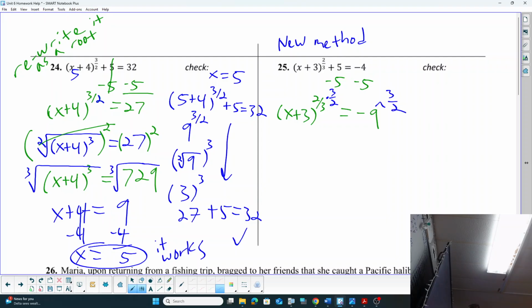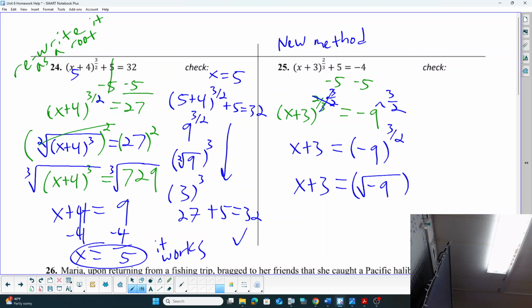3/2. Because the 3's will cancel and the 2's will cancel, leaving us with just x plus 3 is equal to negative 9 to the 3/2 power. Whoa! So then we can rewrite that as a root. So that'll be the square root of negative 9, all to the 3rd power.